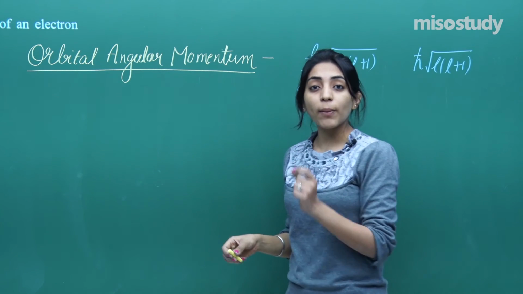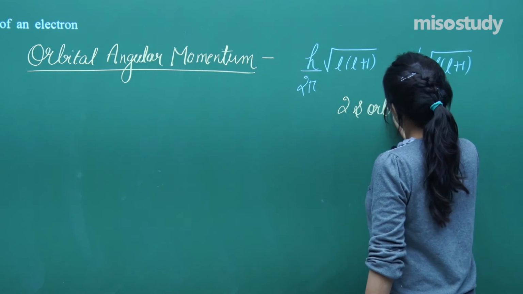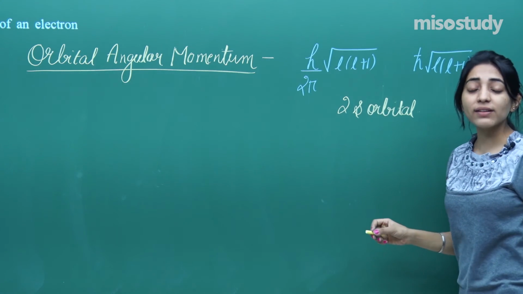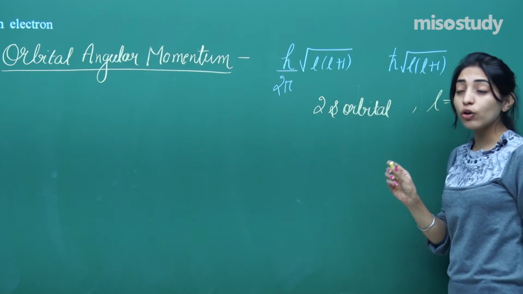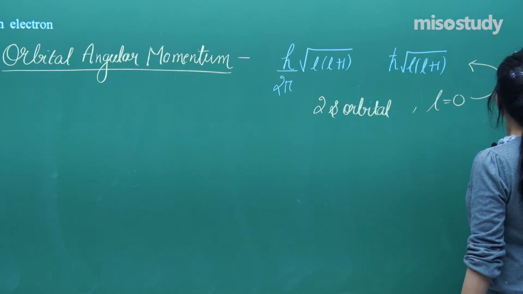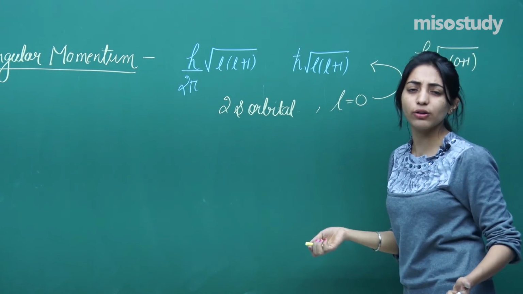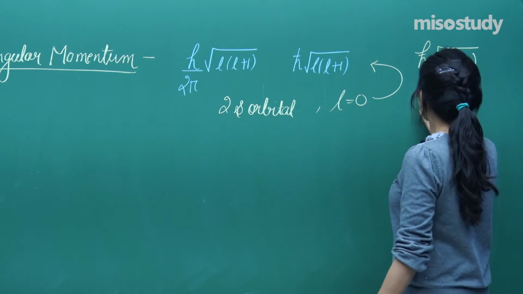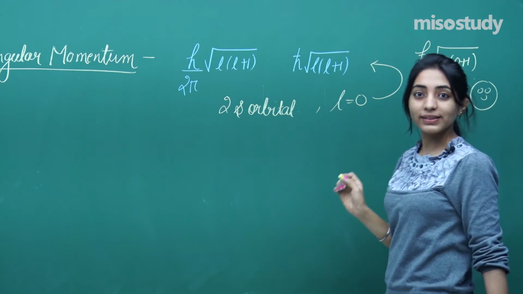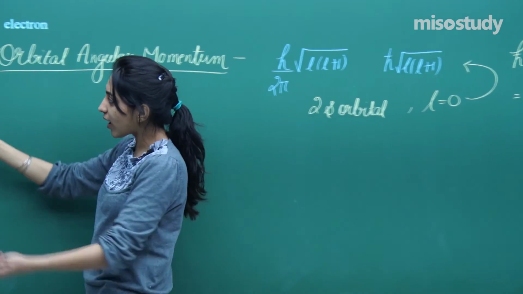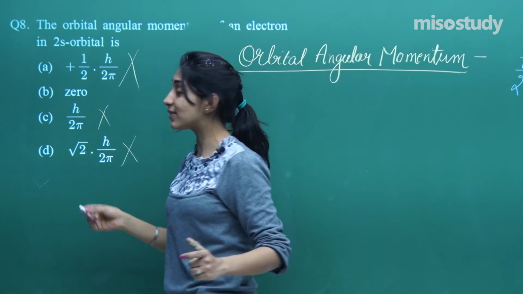Now you are talking about a 2s orbital. So when you talk of 2s orbitals, you are well clear that the value of L will be 0. So if the value of L is 0, substitute it here. H cross under root 0 into 0 plus 1. Under root of 0 is 0. Multiply 0 with anything is 0. So overall final answer will be 0. See, JEE people are not that bad. They will not ask you to do such bad calculations. They have written a very small answer as 0, and that's the correct answer.